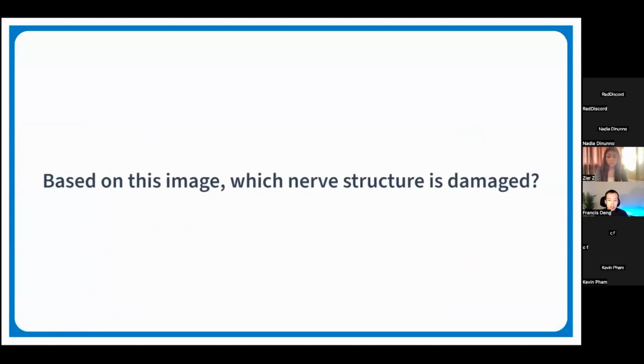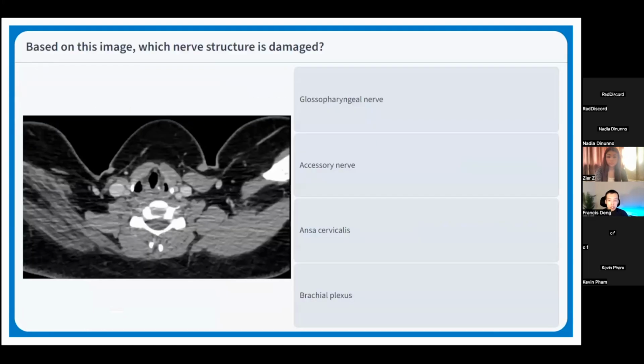Based on this image, which nerve structure is damaged? Okay, we have a CT image with contrast. You're being asked to infer what nerve injury was present.